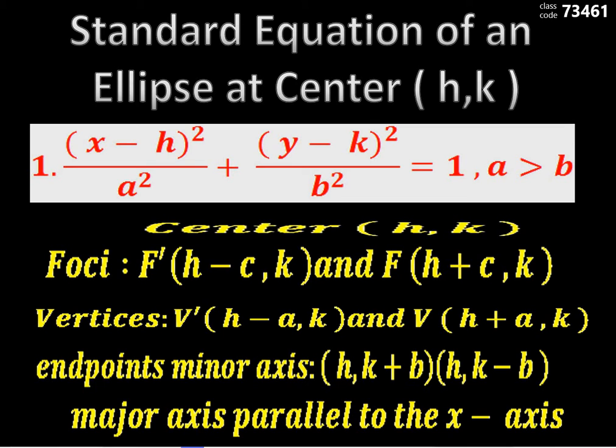The foci are F prime is (h minus c, k), and F is (h plus c, k). The vertices are V prime (h minus a, k) and V equals (h plus a, k). The endpoints of the minor axis are (h, k plus b) and then (h, k minus b). And this time, the major axis is parallel to the x-axis.